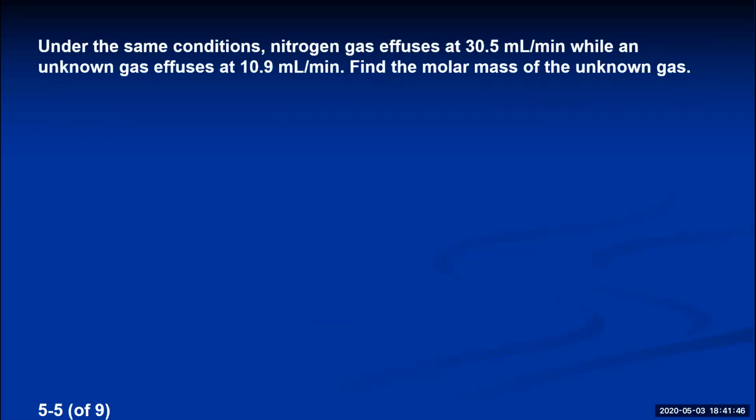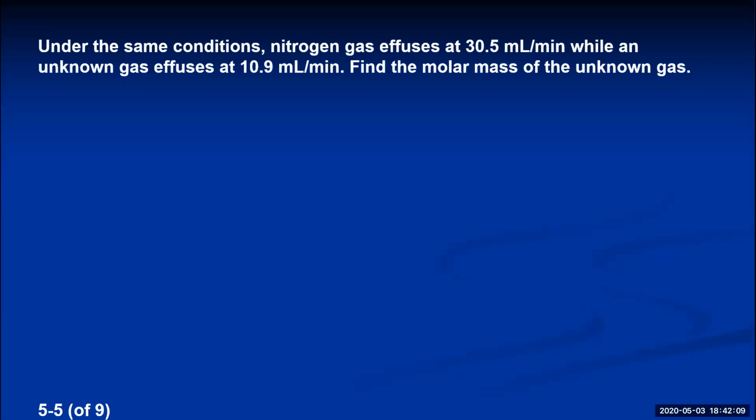Next problem. Under the same conditions, nitrogen gas effuses at 30.5 milliliters per minute, while an unknown gas effuses at 10.9 milliliters per minute. Find the molar mass of the unknown gas. Take a couple moments and see if you can do this calculation based upon Graham's law.